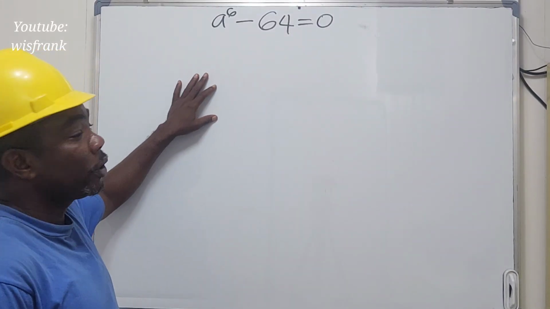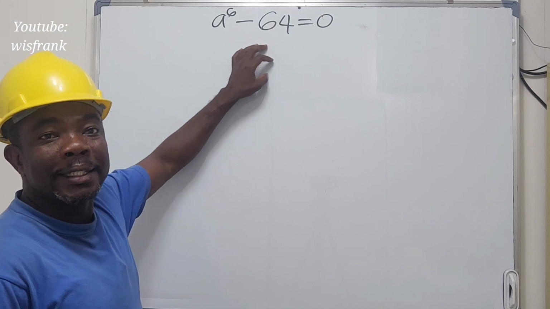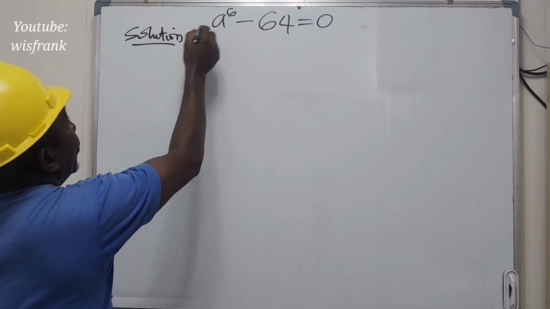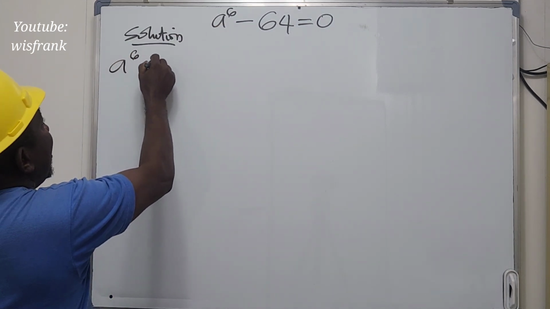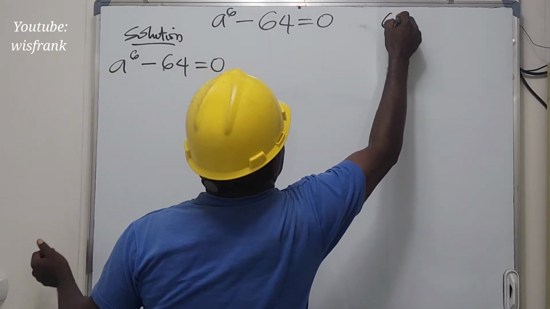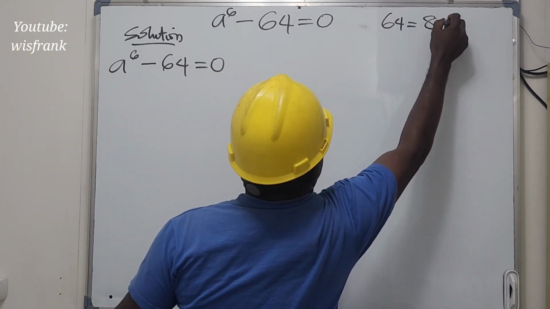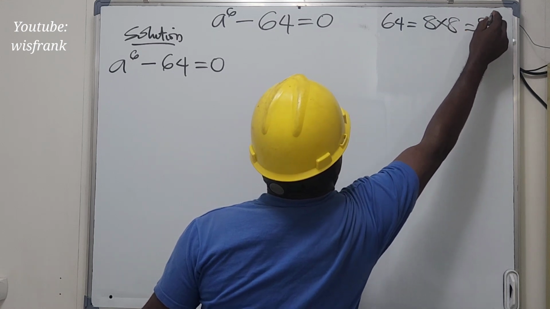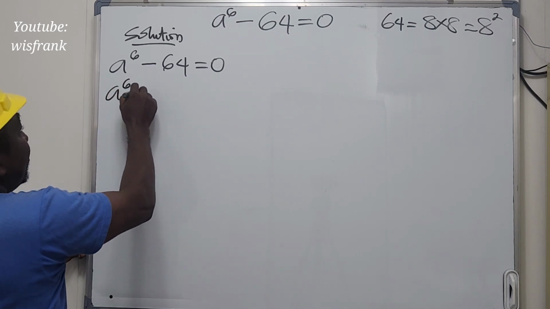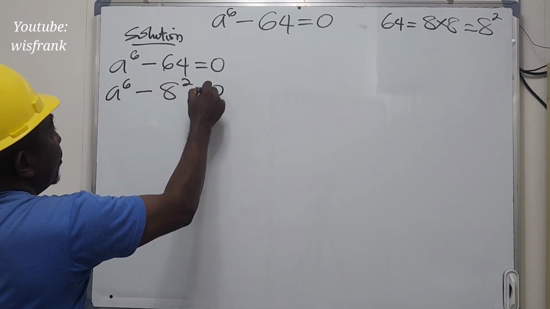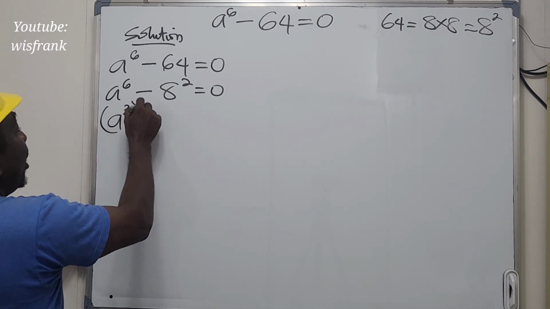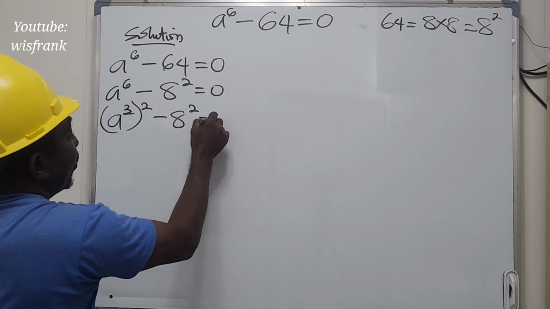For today, we're looking at this question and it says a to the power of 6 minus 64 equals 0. So we are going to find the solution of this equation. We are given a to the power of 6 minus 64 equals 0. We all know that 64 is equal to 8 times 8, which is equal to 8 to the power of 2. So this can be written as a to the power of 6 minus 8 to the power of 2 equals 0. And a to the power of 6 can be written as a to the power of 3, all to the power of 2, minus 8 to the power of 2 equals 0.